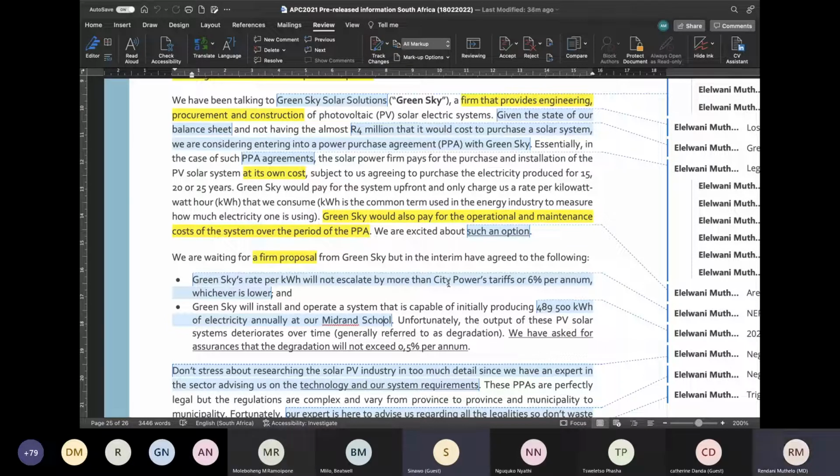Essentially, if I make an example, my current usage is 1,000 kilowatt hours per month. But the solar panel might only provide me with 800. So the solar panel will give me 800, but my requirement is 1,000. That means I will accept the 800, but I'll still need to buy the 200 from City Power or whatever municipality. Oh, okay, yes, thank you. Great.